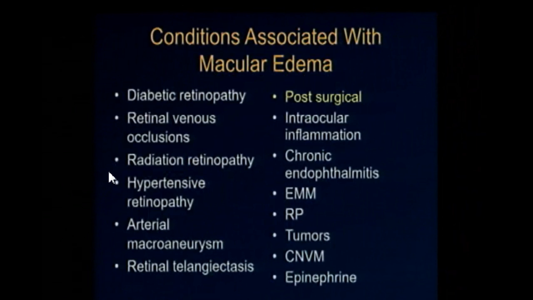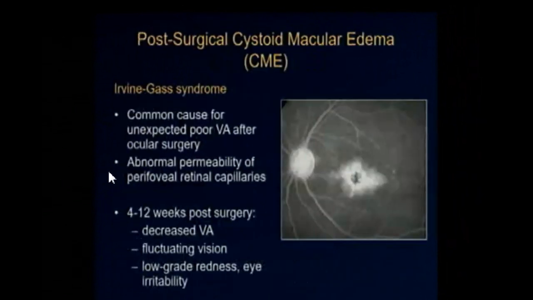This is the condition associated with macular edema. There are many, so there's, of course, no way that I'm going to be covering all this, but I'm going to be talking only about the post-surgical macular edema, what we call the Irvine-Goss syndrome. Post-surgical macular edema was also described initially by Donald Goss after cataract surgery, which is a common cause for a surgery that went beautifully, but then, in the weeks after surgery, patients don't see so well, and that is because they have cystoid macular edema, all right?